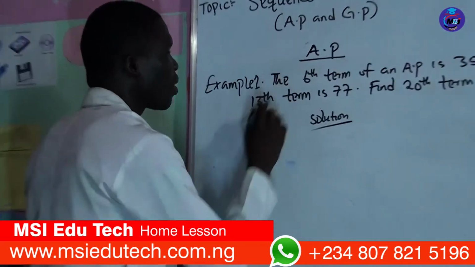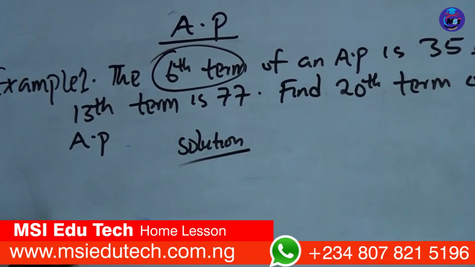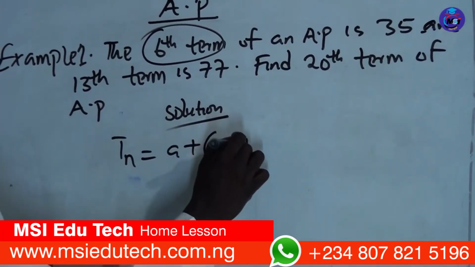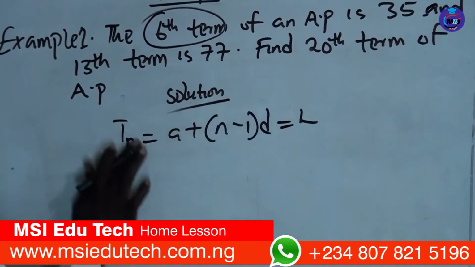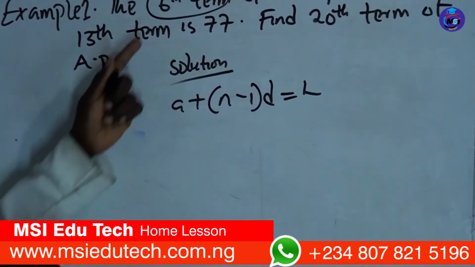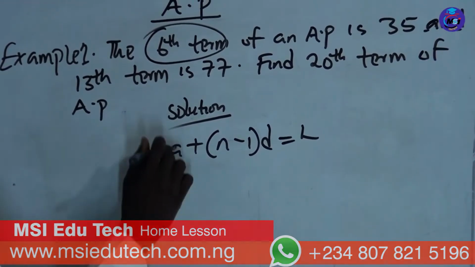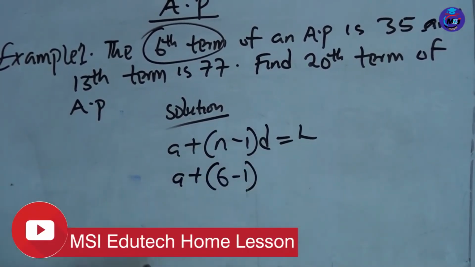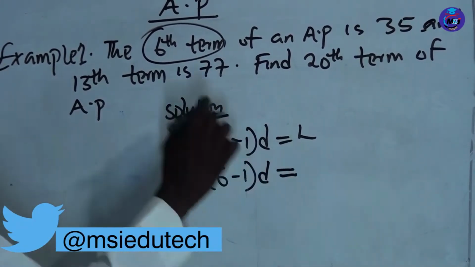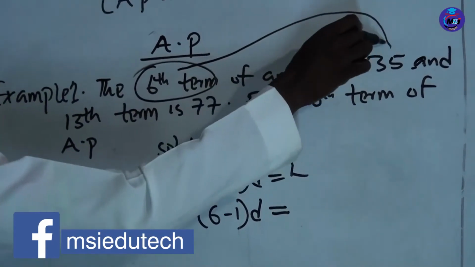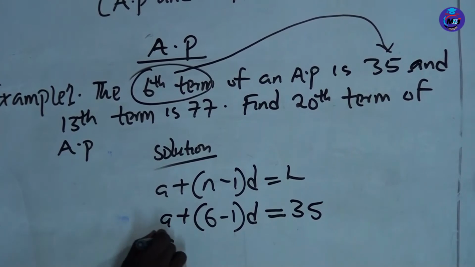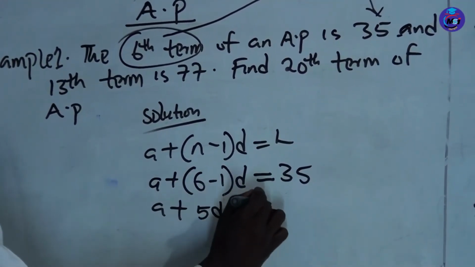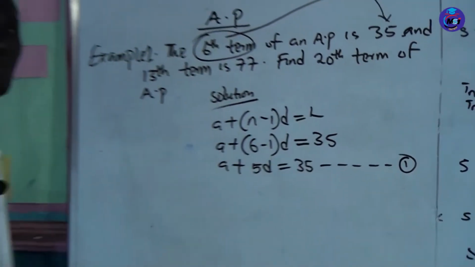Now let's move forward. Remember, in AP, Tn equals A plus bracket n minus 1 d, which equals the last term. Okay, remove this. Now, for the sixth term, A is not given. N is 6 minus 1. D, we don't know. And the last term, this sixth is 35. So A plus 6 minus 1, which will give us 5, times D, will give us A plus 5D equals 35. You call this equation 1. Are you following, class?